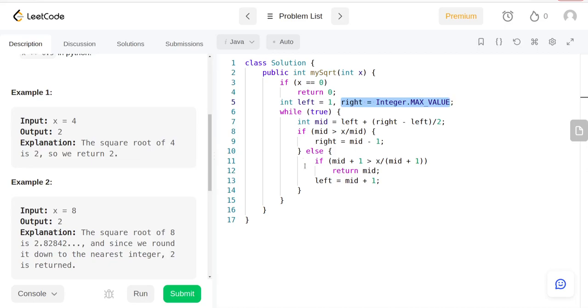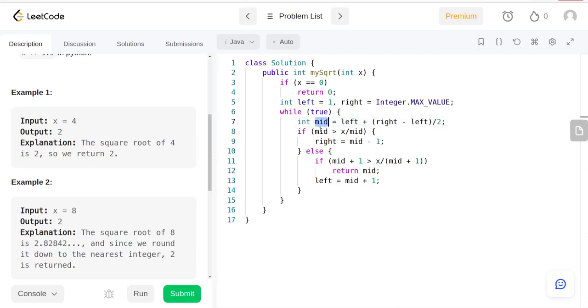And while true, basically what we're going to do is calculate a midpoint, and this is just finding an average between the first and the maximum one, but we want to make sure that we do it carefully. Otherwise what's going to happen is that it's going to overflow if you just do left plus right divided by 2. So in order to avoid that, we're calculating the middle point here.